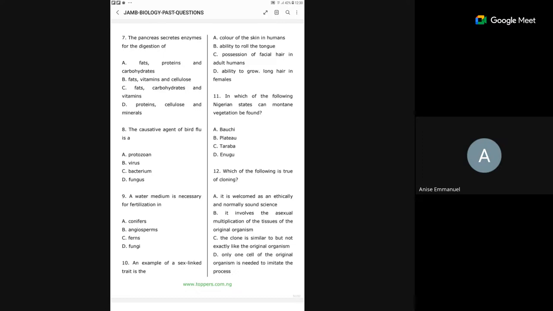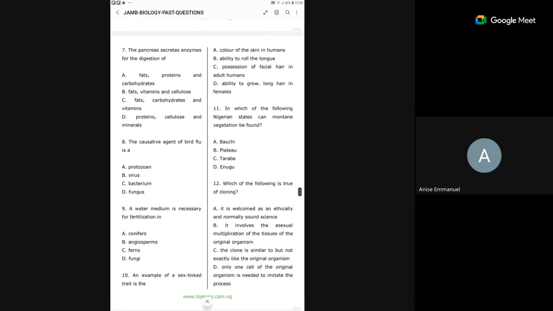I'll give us another instance. Color blindness, not being able to see a particular color, is also linked to males. We find it more in males than in females. So that's what we mean by sex-linked traits: those traits that we find in a particular gender more than the other one. So they are called sex-linked traits. So we have color of the skin.